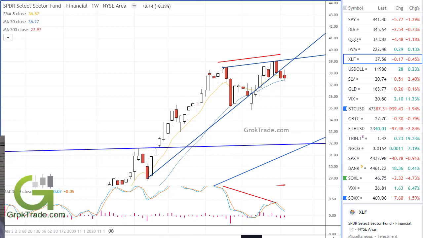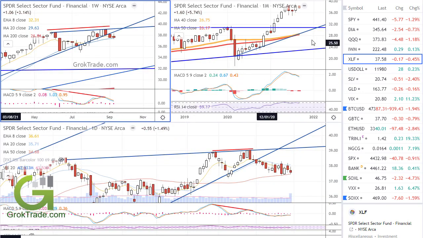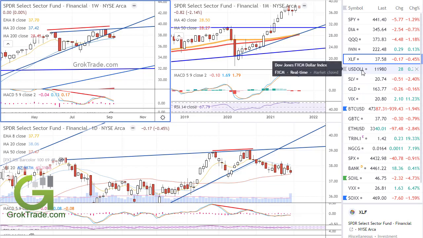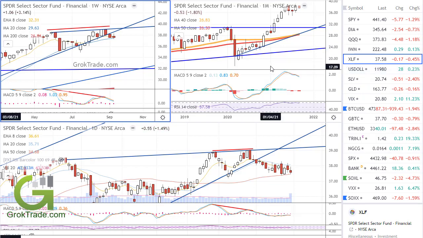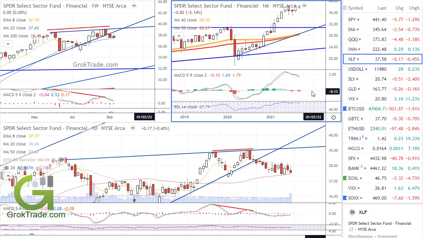All right, so let's move on and let's go over here to the US dollar, which is very important to look at. Oh, first, before I do that, let's look at the financials monthly chart.